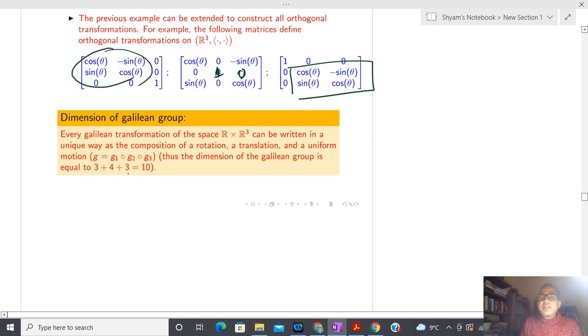Whenever you are talking about translation, rotation, and uniform motion, during the translation one more thing I have to consider is time, and due to that the space is increased by 1. Does anyone have confusion? And due to that, 3 plus 4 plus 3 equals 10. So the dimension of the Galilean group, where the law remains the same, is 10.